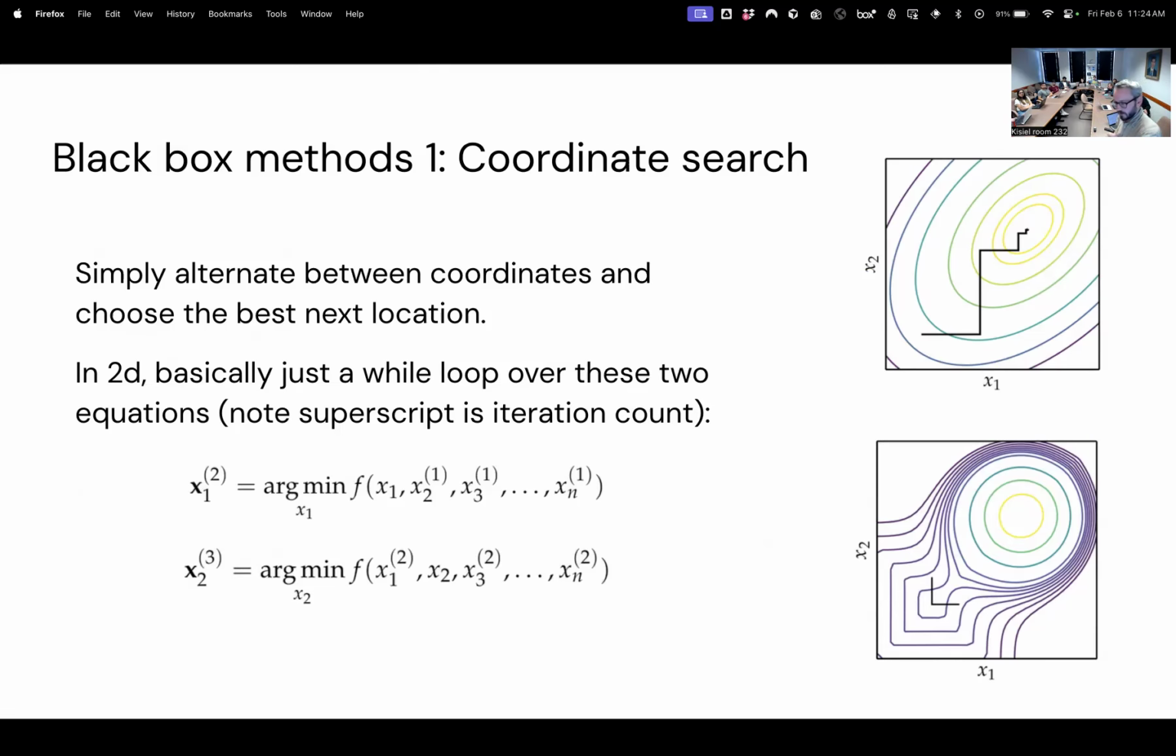So here's an example of one where you hit a local minimum. It's not even necessarily a local minimum. It's just where you're in, well, I guess it's kind of a saddle point of sorts.